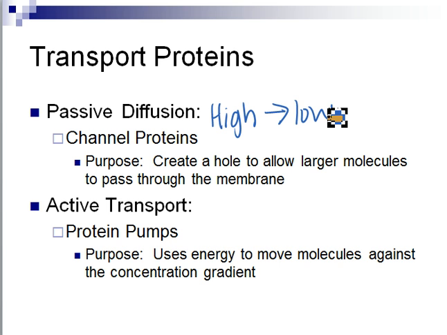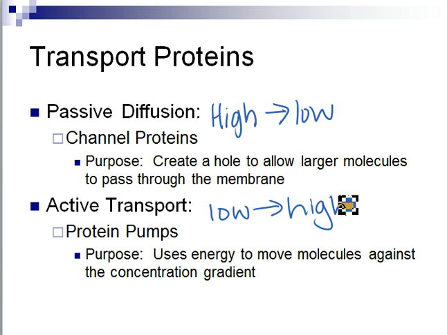A molecule like glucose is too big to simply go across the phospholipid bilayer. So instead there's a channel that creates a hole and the glucose can pass through. Active transport is a little bit different. It goes against the concentration gradient, meaning that the molecules are going to go from a low concentration to a high concentration. And this is going to require energy.